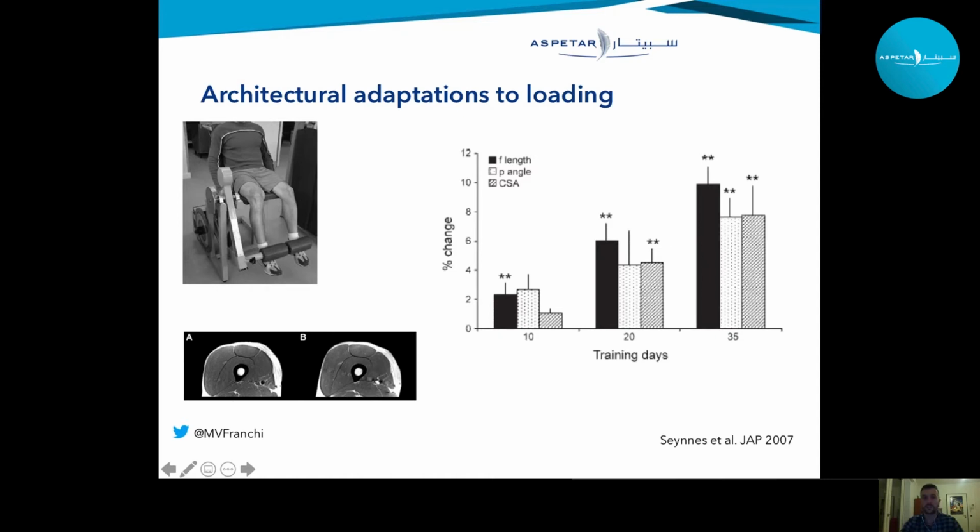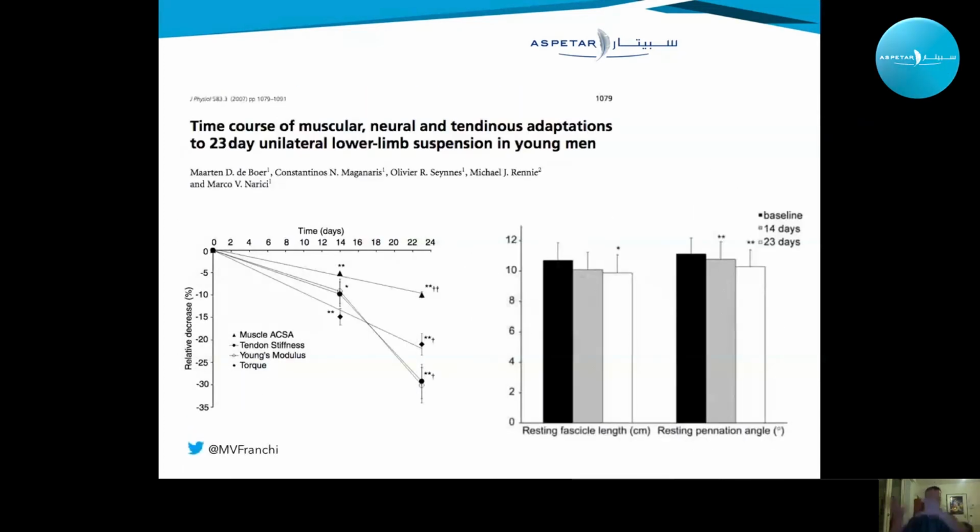But you can also see that after 20 days and 35 days, you can fully appreciate that fascicle length and pennation angle and CSA, so hypertrophy, were completely modified. And this shows that muscle architecture and muscle morphology can adapt very, very early to a training situation. We will be back to the training concept, but now I also want to focus a little bit on the other side of the story, which is unloading.